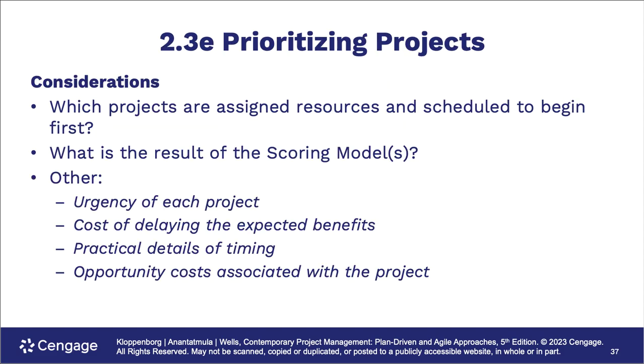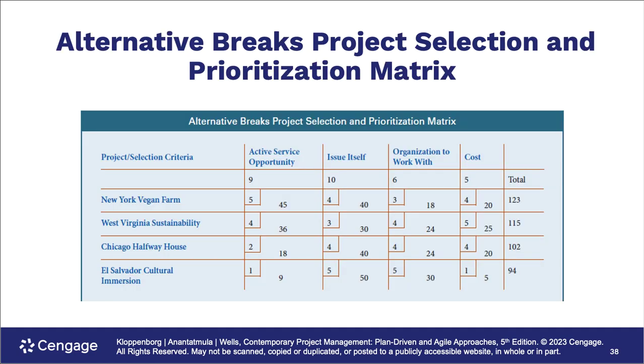How sensitive is the project to time considerations, for example? And urgency, cost of delays, details of timing, opportunity cost. If I do project 1 and I don't do 2, what am I giving up in 2 potentially, or vice versa? That's an opportunity cost. Real smart way to add a better viewpoint, a more thorough analysis.